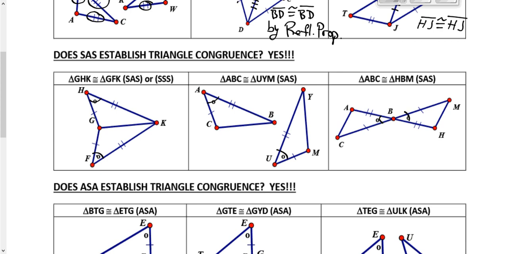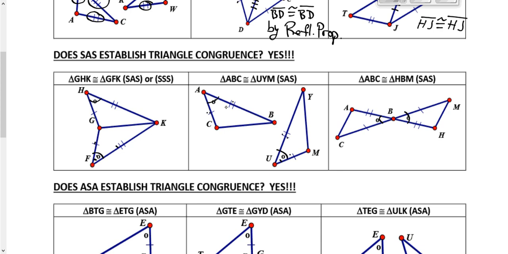This here, okay? So in this one here, we could use side, side, side again, just like the other two, right? But do you all see that this is side, included angle, side? The two sides and the included angle, okay? Over here, same thing. The two sides are congruent, two pairs, and the included pair of angles are congruent.